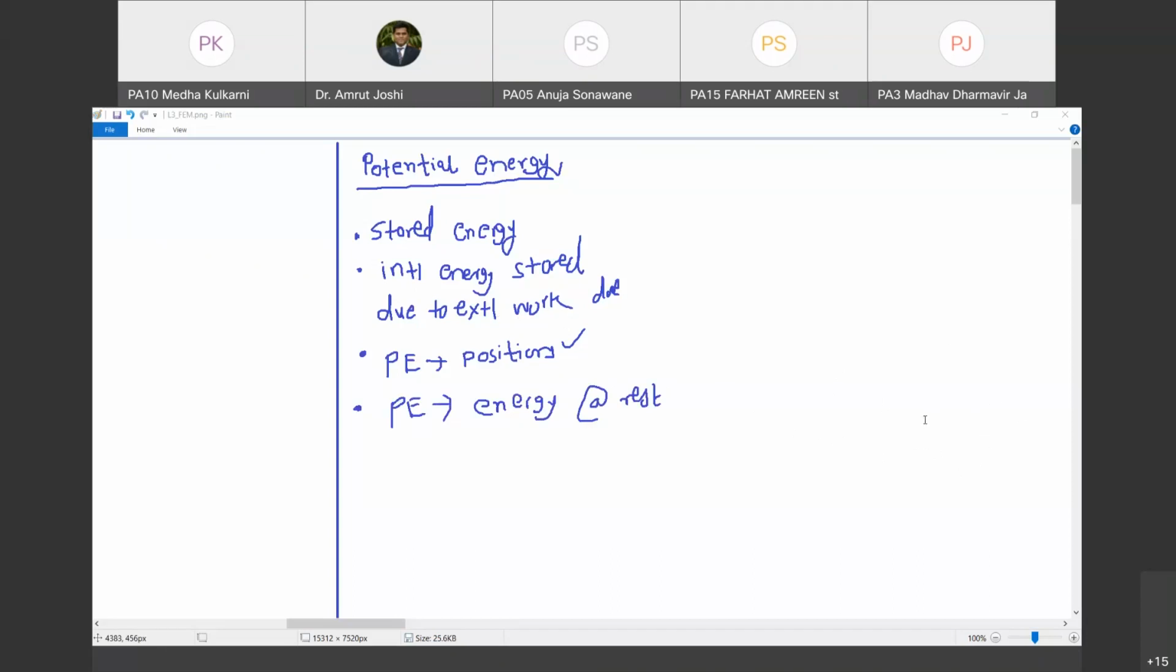What is the answer by Shubham? Stored energy as a result of position. That's what Akshita says. Okay. The energy that is stored in an object due to position relative to some zero position. So yes, position related to some zero position.